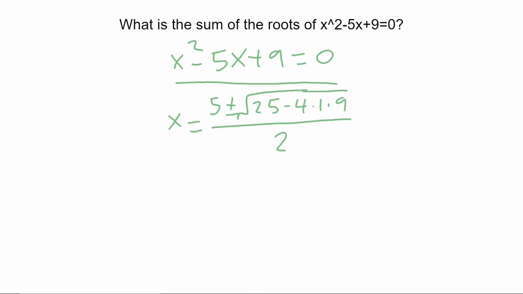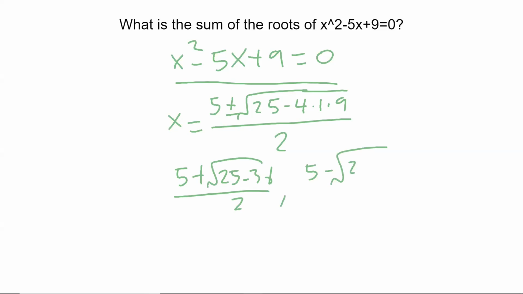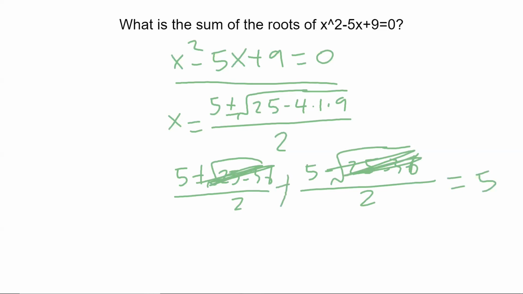You would notice that the plus or minus would cancel out. So if you have one root that's this, and another root that's the same thing except for minus, when you add them together, the radicals cancel out. So you would just be left with 5/2 plus 5/2, which is equal to 5. And that's basically where Vieta's formulas comes from.